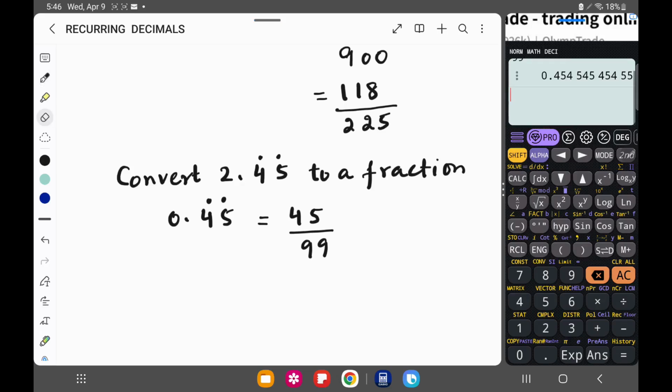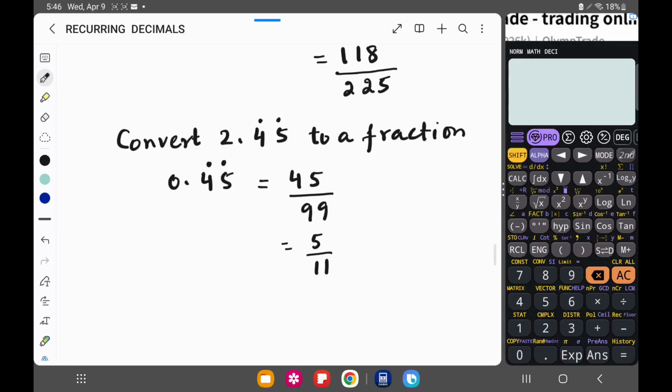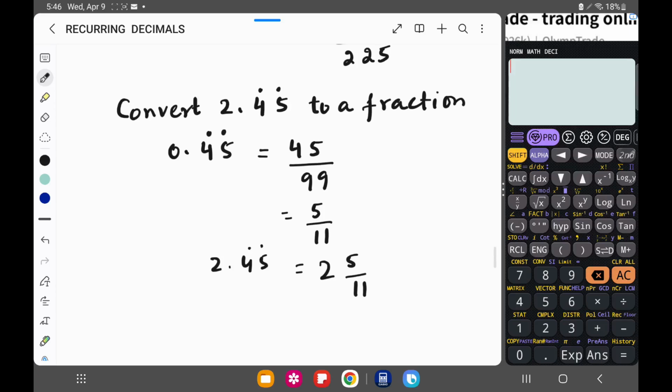We can simplify 45 over 99 with the 9 times table. 9 times 5 is 45, and 9 times 11 is 99, which cannot be simplified more. So 2.45 means 2 whole 5 over 11. 2 times 11 is 22, plus 5 is 27. 27 over 11 is the answer for this part. Let's verify: 27 upon 11 is 2.45.